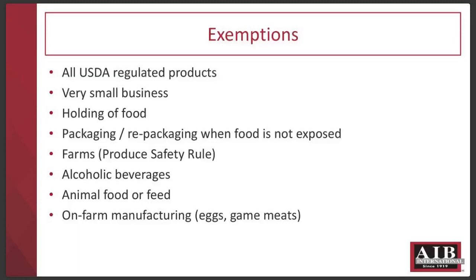Additionally, if I'm a farm, then I follow the produce safety rule requirements. If I'm a beverage facility, then I'm going to follow those requirements under the state treasury or other applicable regulations. Additionally, if I'm a facility that produces animal food or animal feed, I'm exempted from this regulation. And last but not least, on-farm manufacturing, such as eggs and game meats and those kinds of things, those types of facilities are exempted from the rule as well.